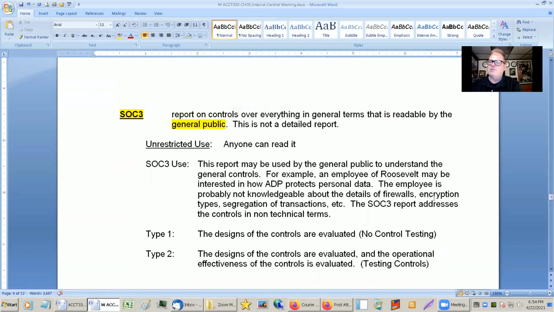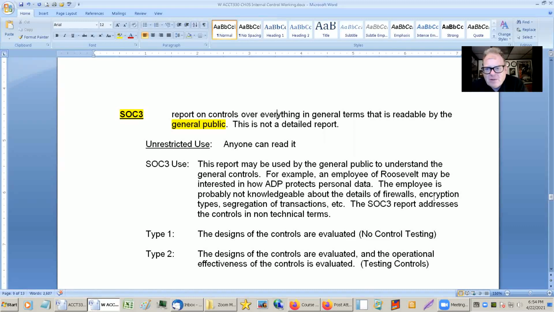It's in general terms that everyone can read. So it is, I would say, dumbed down, but it's made more accessible so that normal people who aren't familiar with internal controls can read it. And so someone might say, well, I know ADP is doing my payroll, but what kind of controls do they have? This is the report you handle, the SOC 3.